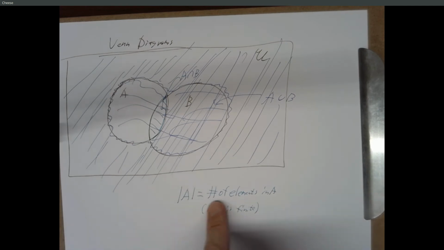But the idea that this is the number of elements only works if A is a finite set, if it has a finite number of things. If it's something like Z, it has an infinite number of things. So the cardinality is not infinity, because that's not a number, but we'll talk about what that cardinality is either later today or Wednesday.